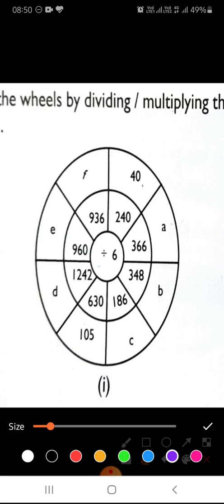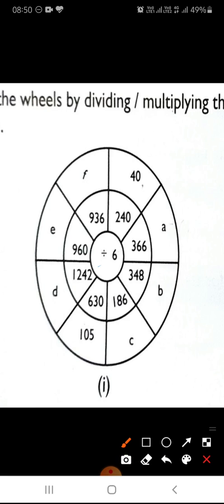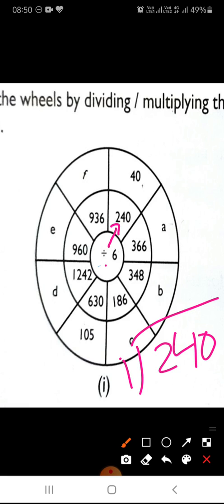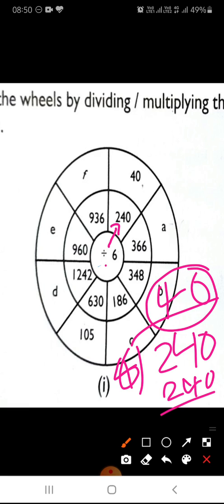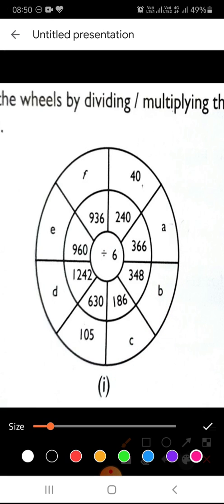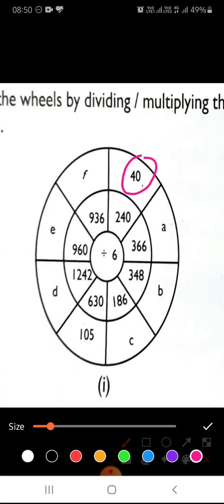Now let's try to do. Now here you can see the divide sign is there. Now for taking the idea, you can see for this one, when we will divide 240 by 6, what we will get? 6 times 4 is 24, and what comes? 0. 40. So 40 is written there, means the quotient is written there.